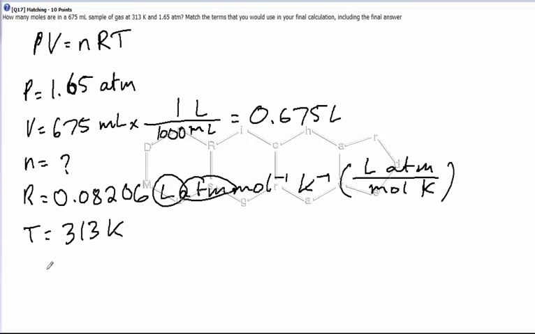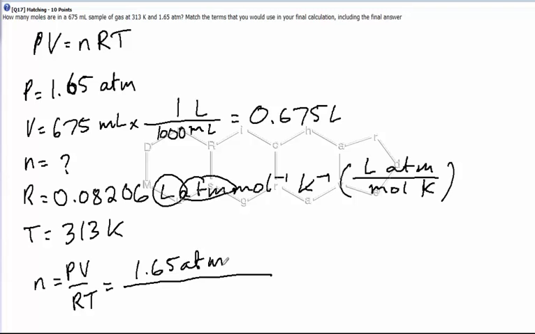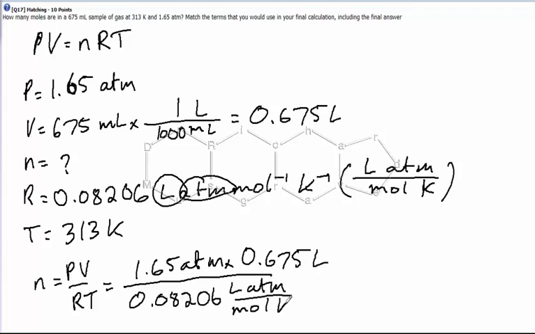Alright, so what we need to do now is find n, and n will equal PV over RT. Pressure, 1.65 atmospheres, volume, 0.675 liters, R, 0.08206 liters atmospheres per mole and kelvin, times the temperature, 313 K.